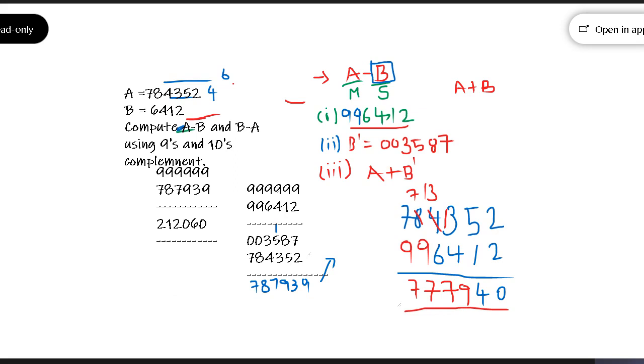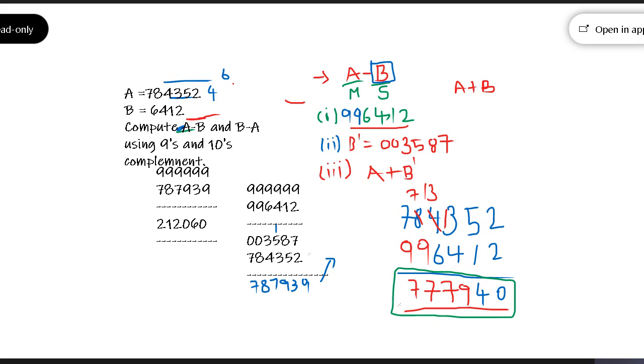Yeah, but I'm doing direct A minus B. So what will you get if you do direct A minus B? I'm getting this value, right? See, when I just subtract 784352 minus 6412, I'm getting this value. This is the value I have to get. I'm just subtracting it directly. Now I'm subtracting using 9's complement.